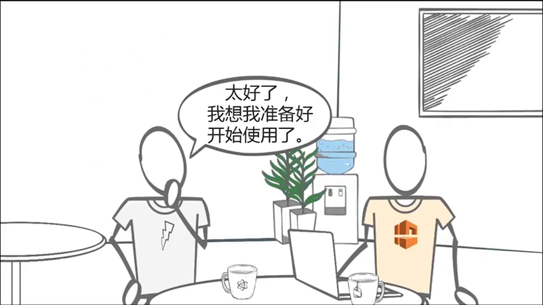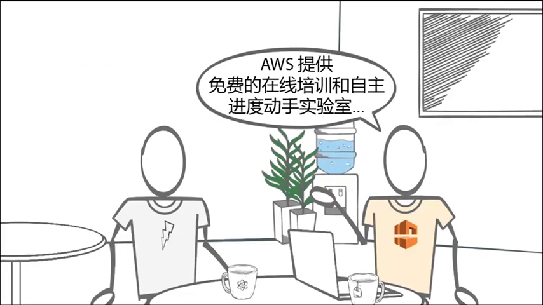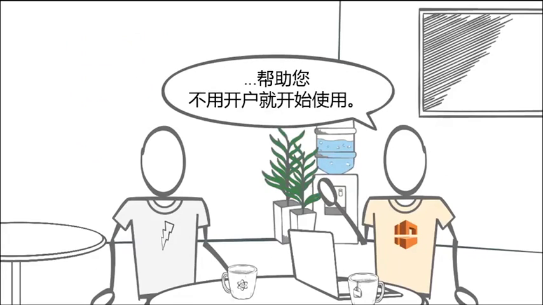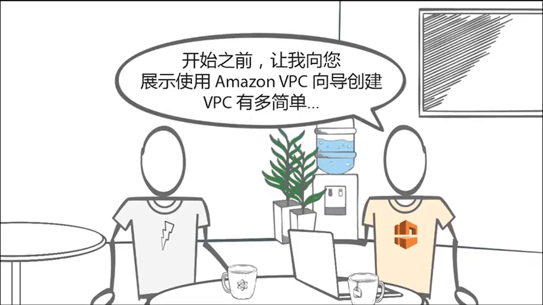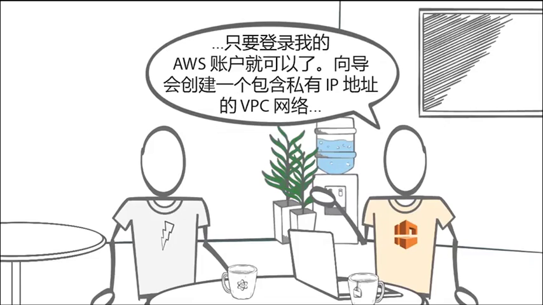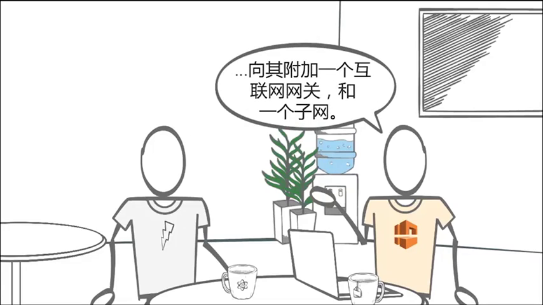Awesome. I think I'm ready to get started. AWS provides free online training with a self-paced lab to get you started, without having to open an account. That's cool. How do I take the free training? Before you get started, let me show you how easy it is to use the Amazon VPC wizard to create a VPC by logging into my AWS account. This wizard will create a VPC, network with private IP addresses, attach an internet gateway to it, and a subnet.